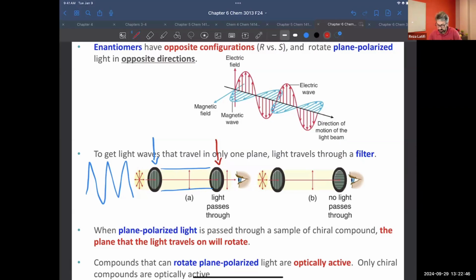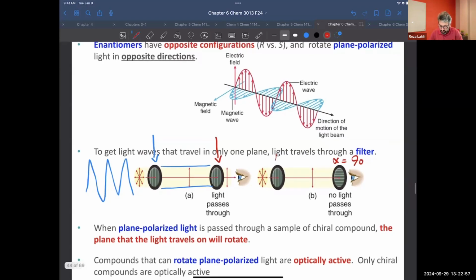But if I rotate that filter by, for example, 90 degrees, as you see here, the input light is going up and down, and that is fine until it reaches the second filter. Because it is perpendicular to the first filter, it will shut down any wave coming to it. Technically, we're not going to see any light, and it will be completely dark. Now, we're going to put a sample somewhere inside this area.